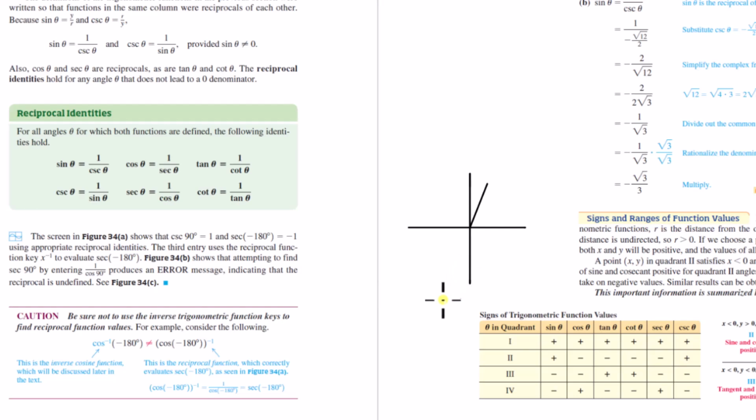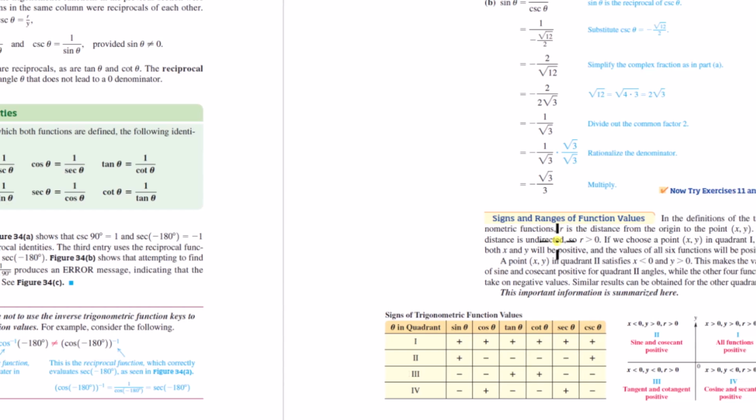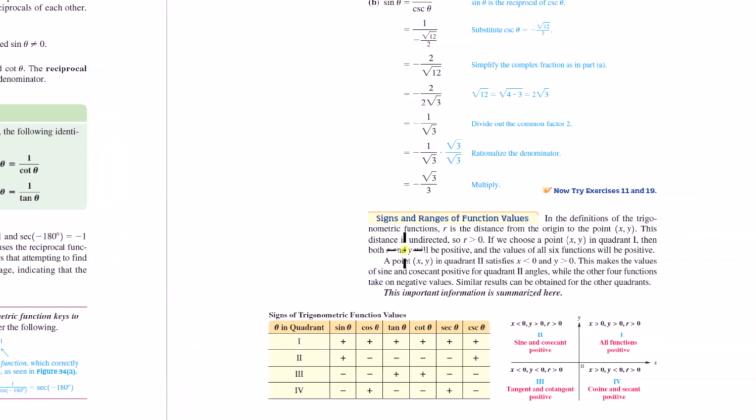All right, it says, in the definitions of the trigonometric functions, r is the distance from the origin to the point (x, y). This distance is undirected, so r is greater than 0. If we choose a point (x, y) in quadrant 1, then both x and y will be positive, and the values of all 6 trig functions will be positive. A point (x, y) in quadrant 2 satisfies x is less than 0, y is greater than 0. This makes the values of sine and cosecant positive for quadrant 2 angles, while the other 4 functions take on negative values. Similar results can be obtained for the other quadrants.